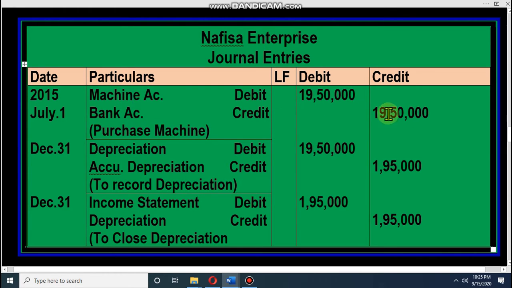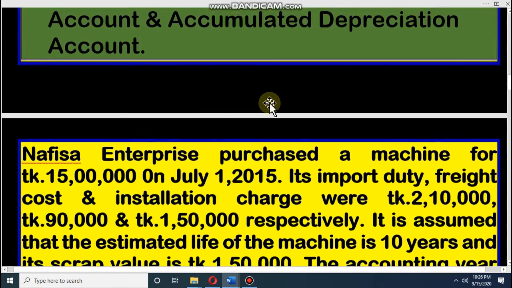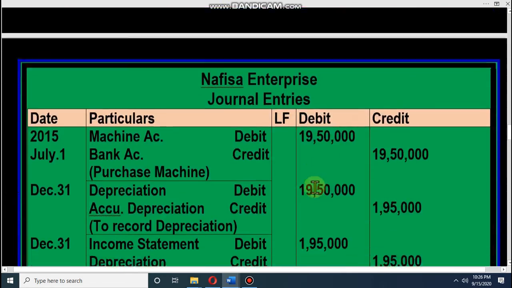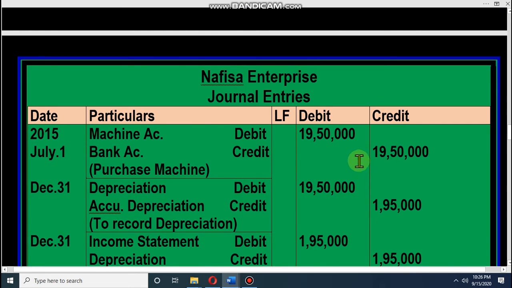Look at the value. It is 19 lakh 50,000. Dear student, be careful. A student may make a mistake here because cost price is 15 lakh, but actually it is not 15 lakh. We have paid 2 lakh 10,000 for import duty, 90,000 for freight and 1 lakh 15,000 for installation charge. That's why total cost of machine is 19 lakh 50,000. So you have to write 19 lakh 50,000. For this machine on July 1 we have expense of 19 lakh 50,000, and you know that machine is an asset. If an asset increases it is debit, and bank is our another asset, it decreases, so bank account credit. So I hope you understand the first journal.